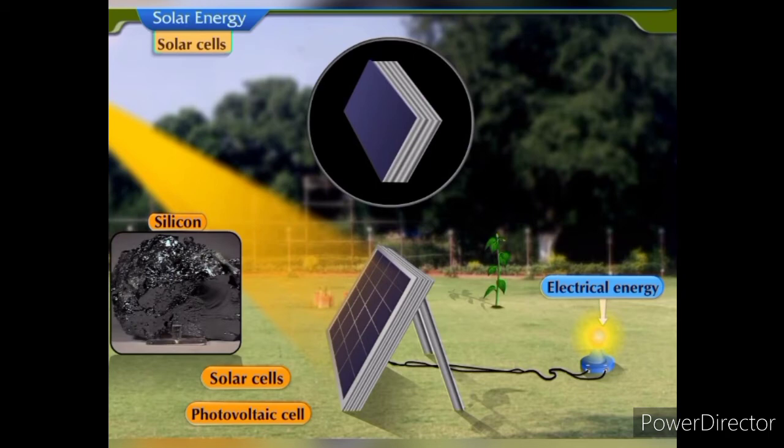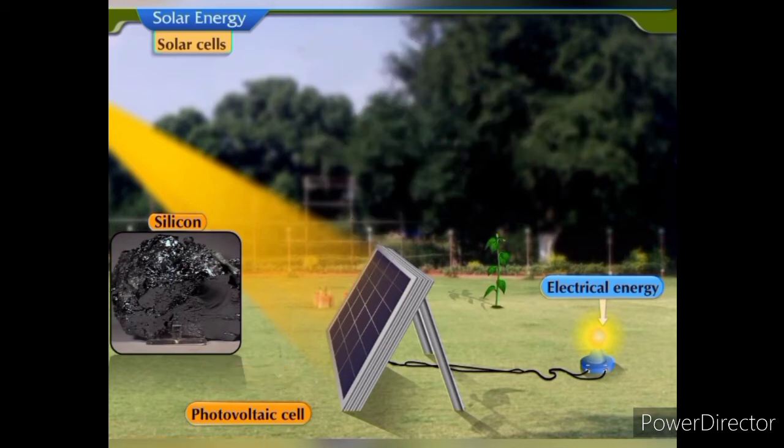A typical solar cell is a 2 centimeter square piece of silicon which produces about 0.7 watts of electricity when exposed to sunlight. Hence, a large number of solar cells are combined together. Such a combination of solar cells used to produce enough electricity is called a solar panel.